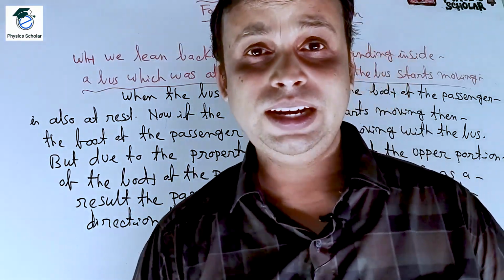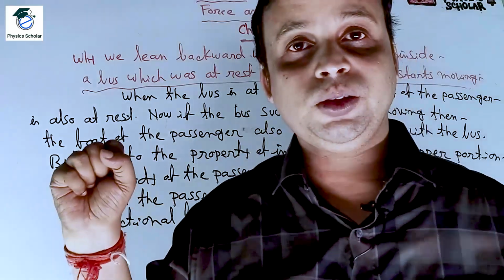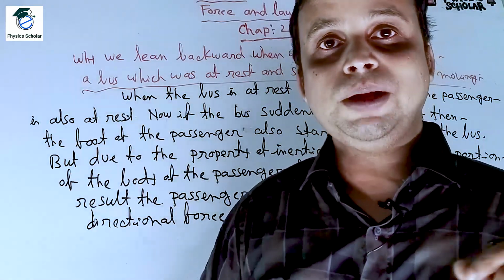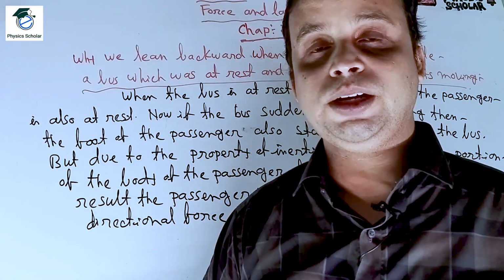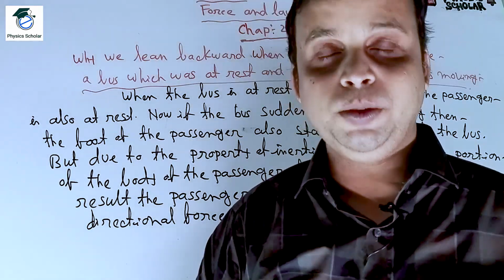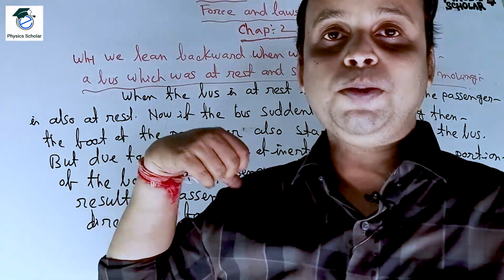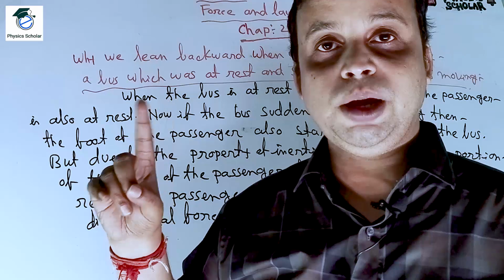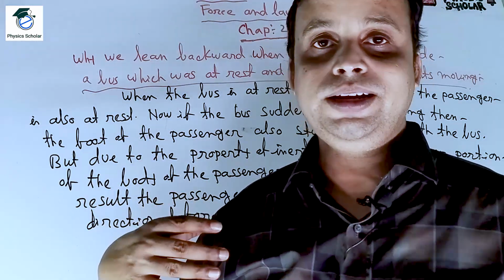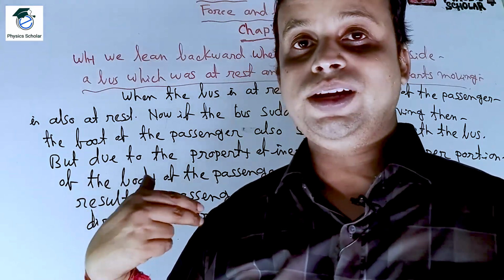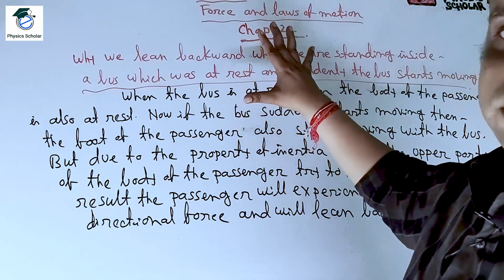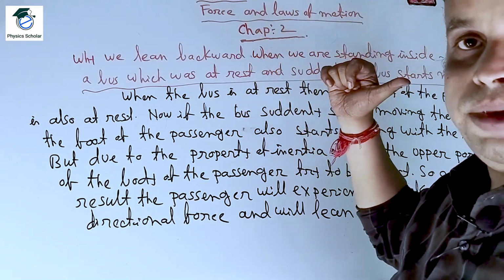Why? Because when the bus is standing, we are also standing; the bus is at rest, we are also at rest. Now suppose the bus starts moving, so our feet that are touching the floor of the bus will also start moving along with the bus. But the upper portion of the body, due to the property of inertia of rest, will try to be at rest position. So we will lean backward, or we will experience a force, known as pseudo force, in the backward direction. So this is the reason why a passenger will lean in the backward direction.